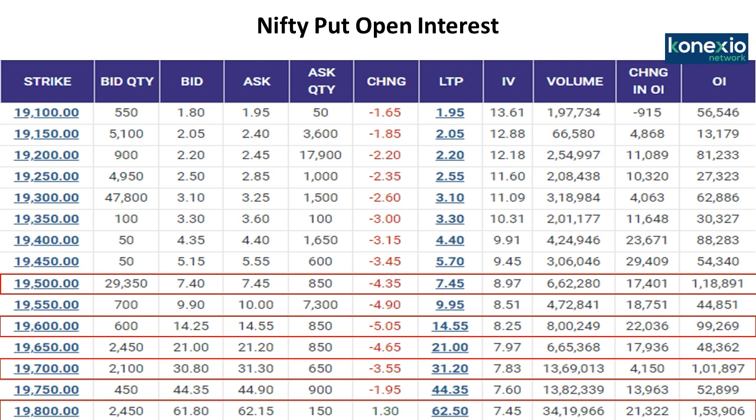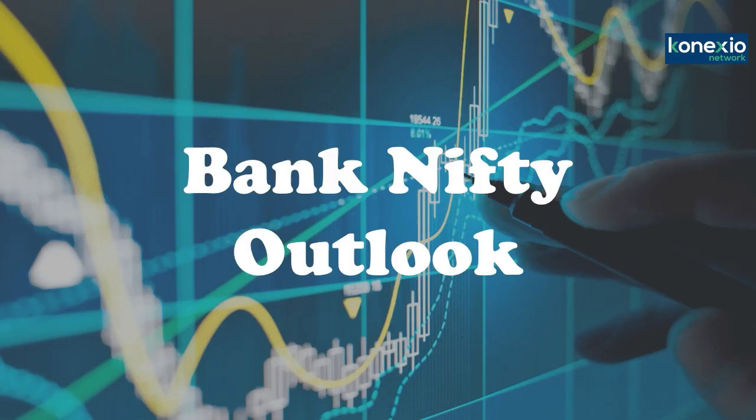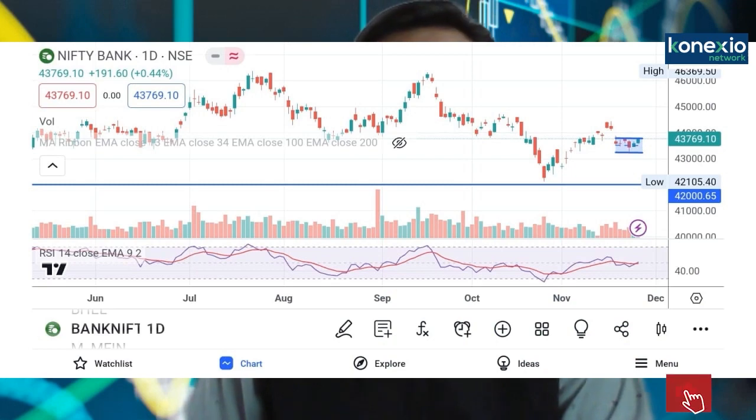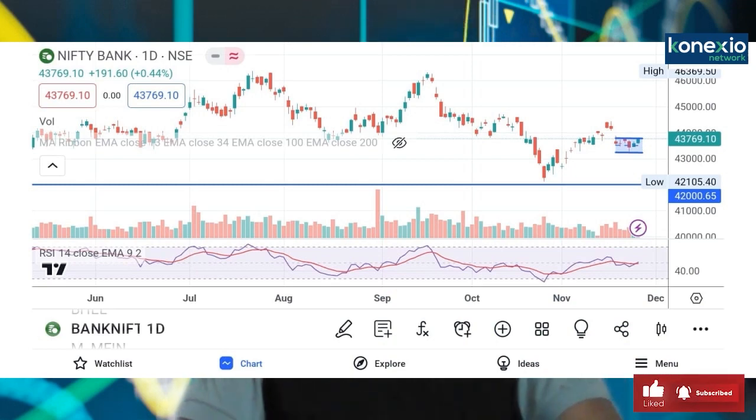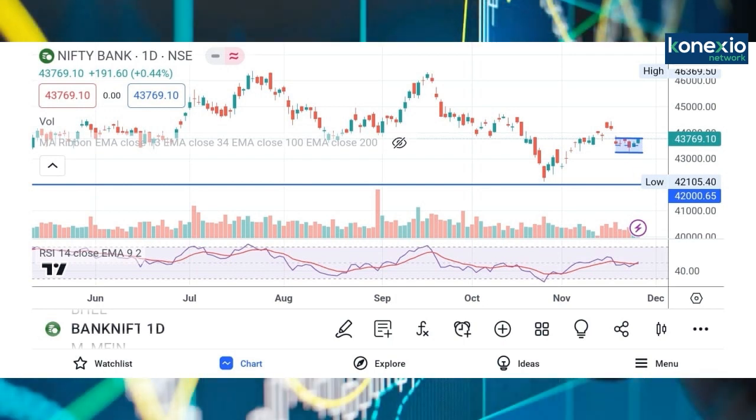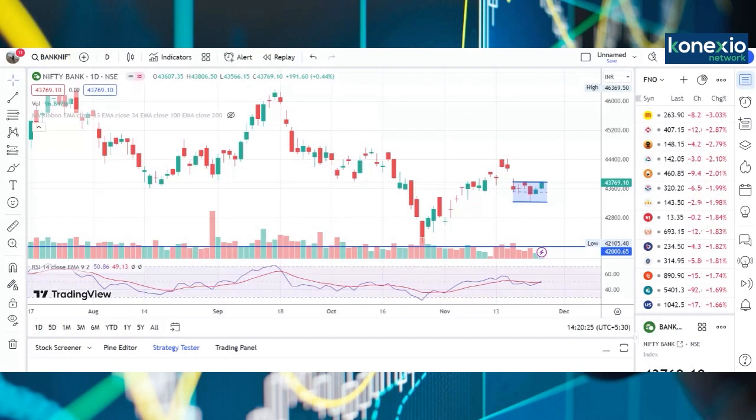So friends, now let us discuss the Bank Nifty data, or Bank Nifty daily charts, and we'll try to figure out what could be the trend for the next week in the Bank Nifty. Now, this is the consolidation pattern in Bank Nifty. You can clearly see the Bank Nifty has been consolidating for last 6 trading sessions, and it is on a verge of a breakout.